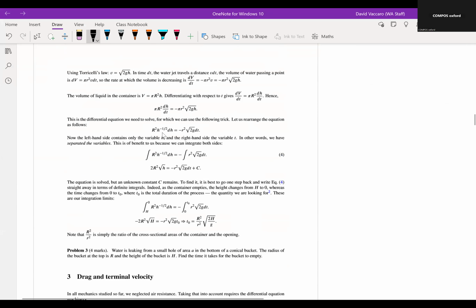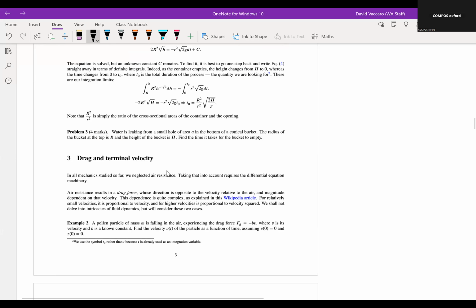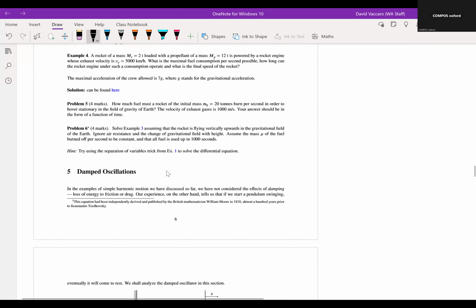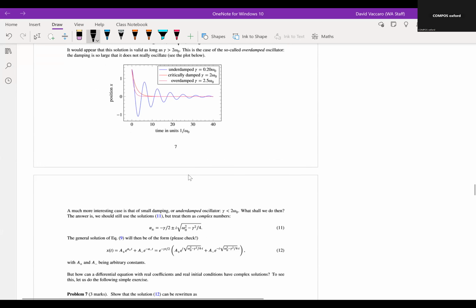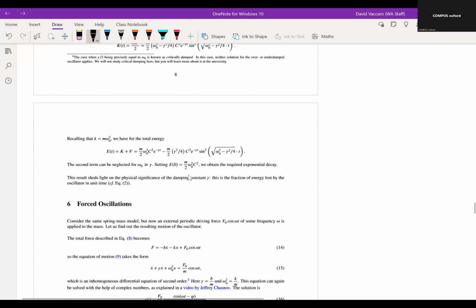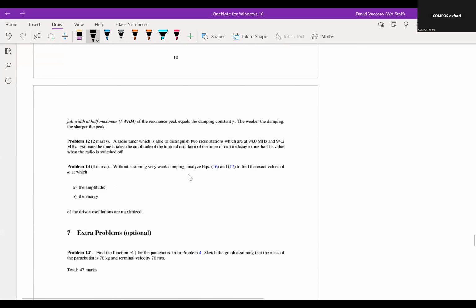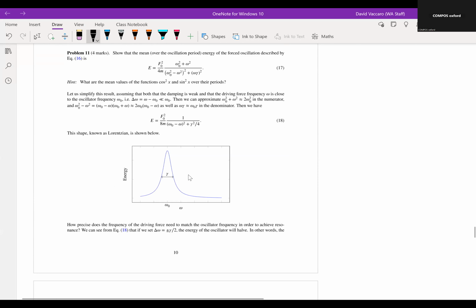We've got examples from kinematics. We've got an example of an emptying container, drag and terminal velocity, nice questions about rockets. And then we've got damped and forced oscillations. Which of these topics would you like to see? Oscillations, good. I think that is the correct answer.